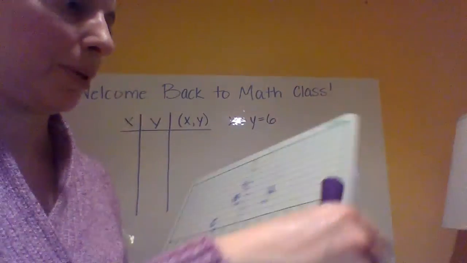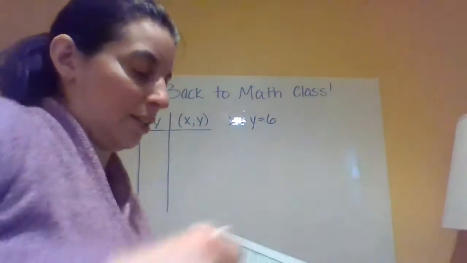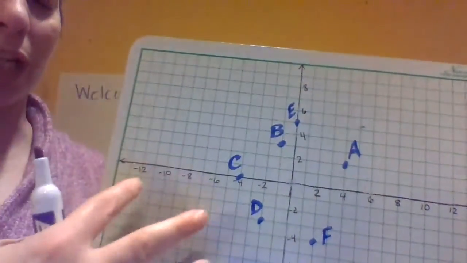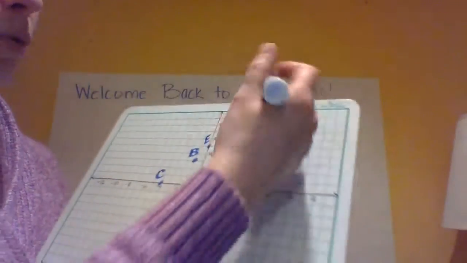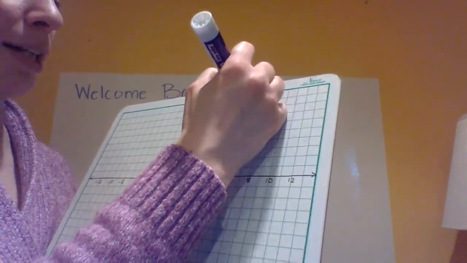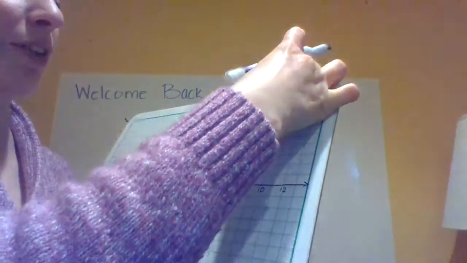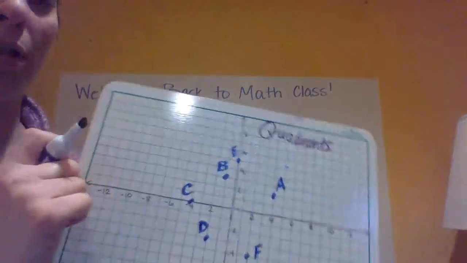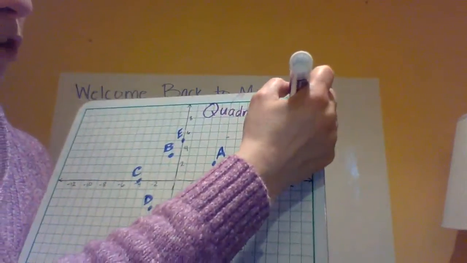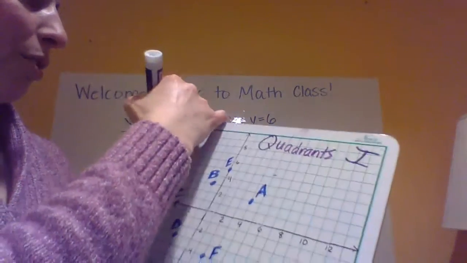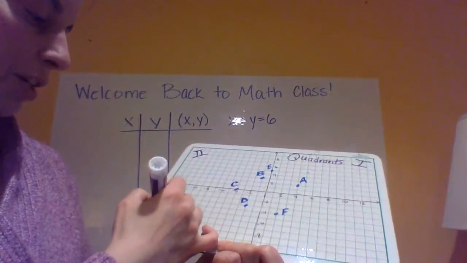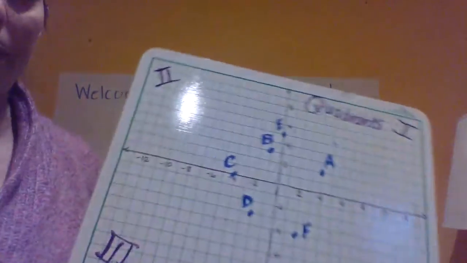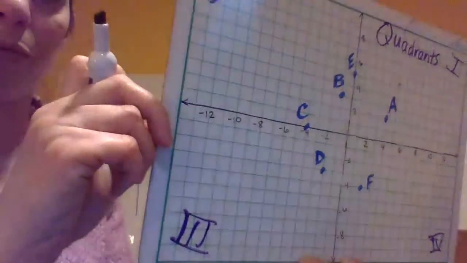One other thing that we didn't mention the other day is that you can see that the axes split this grid into 4 parts, and we call those quadrants. Quad, kind of like quadruplets, right? Same root. So quadrants. And so we number them with Roman numerals. This is quadrant 1, this is quadrant 2, down here on the left is quadrant 3, and the bottom right is quadrant 4. Okay, so 1, 2, 3, and 4.